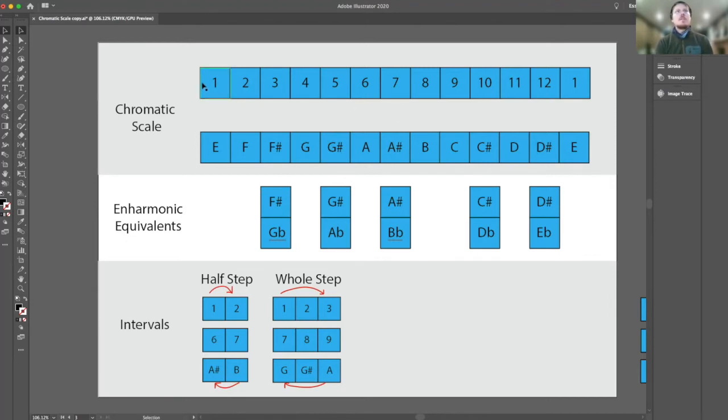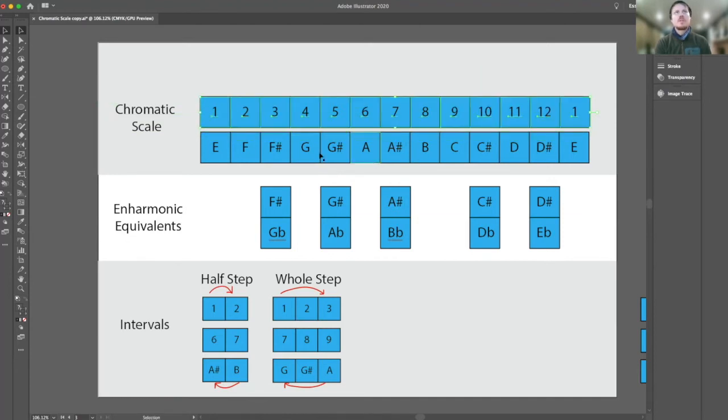And the numbers here don't necessarily have to correlate. 1 is E, 2 is always F, 3 is always F sharp, which is what this little number sign symbol means.